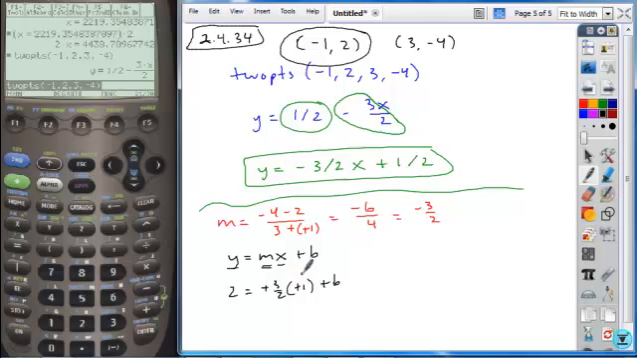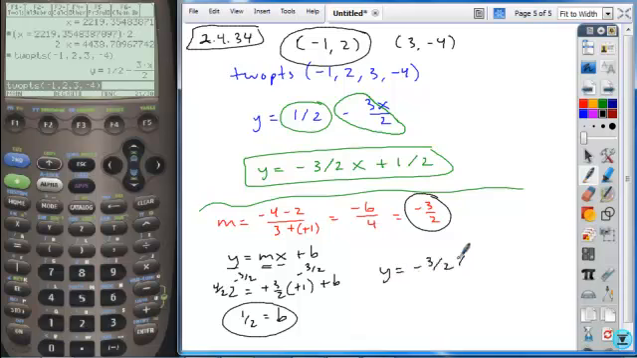A negative and a negative cancel. So here what we're really going to do is subtract a 3/2 from both sides. Well, 2 is really just 4/2, so you get 4/2 minus 3/2 is 1/2. There's your b value. And so now what you can do is you can use your slope and your b value and plug it in right here. Y is equal to our slope, -3/2 x, plus our b value, 1/2.